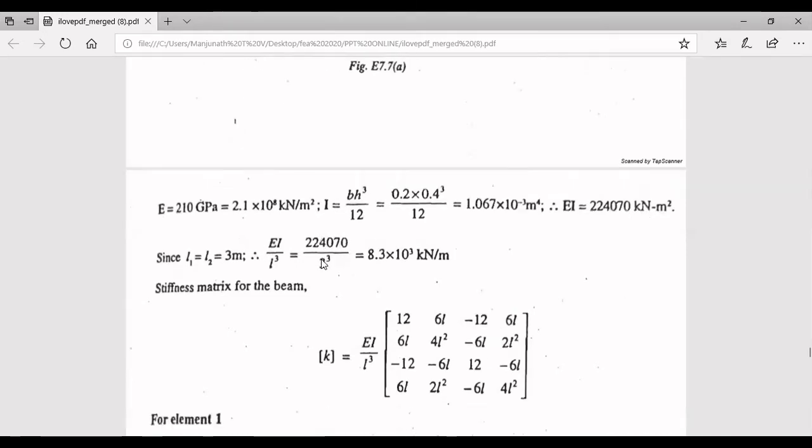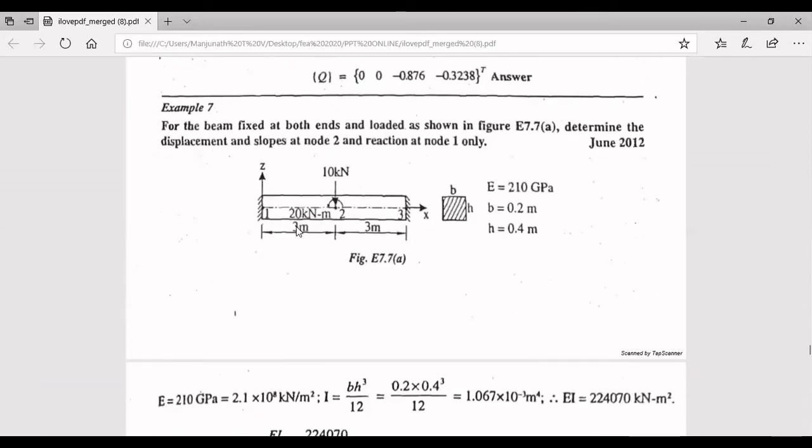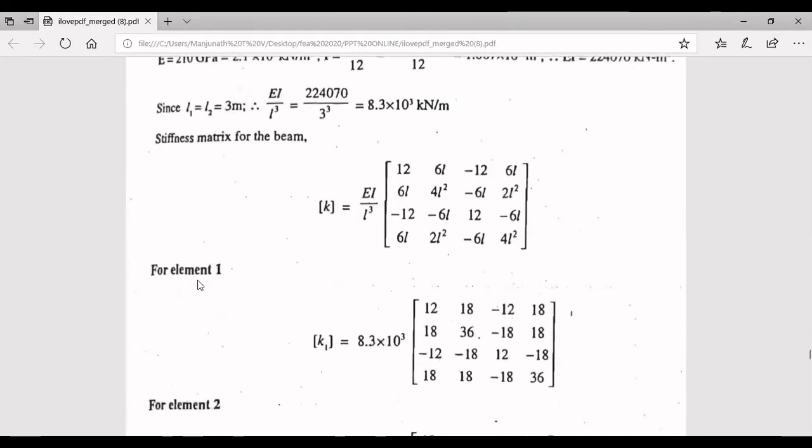Once we calculate, here we have two elements which have the same element length. The first element is 3 meter, the second element is also 3 meter, so at that time we can keep these values EI divided by L cubed, because L is the same for both elements, so this same value we can use for both elements. So first consider the first element. The EI by L cubed value we have got is 8.3 into 10 to the power of 3.